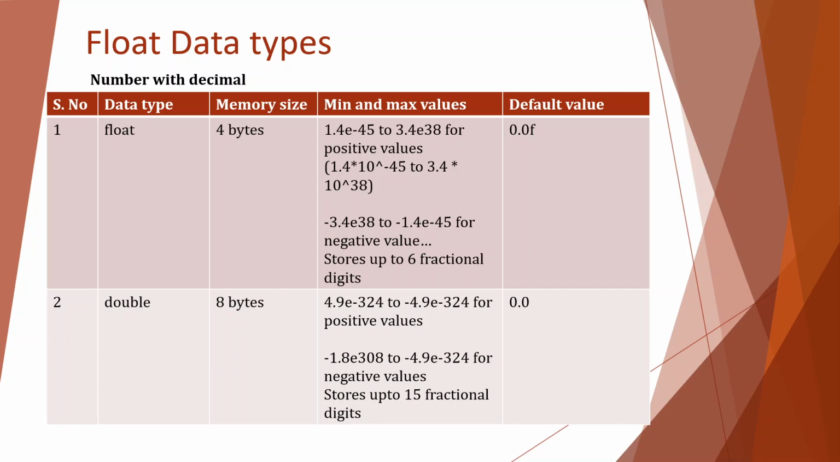So that's about the float. The main difference is that double is the default data type. Float occupies 4 bytes and double occupies 8 bytes. And the difference is in the fractional digits they can store. Float accepts 6 fractional digits while double accepts 15 fractional digits. Okay, that's all about the float data types available in the Java programming language.